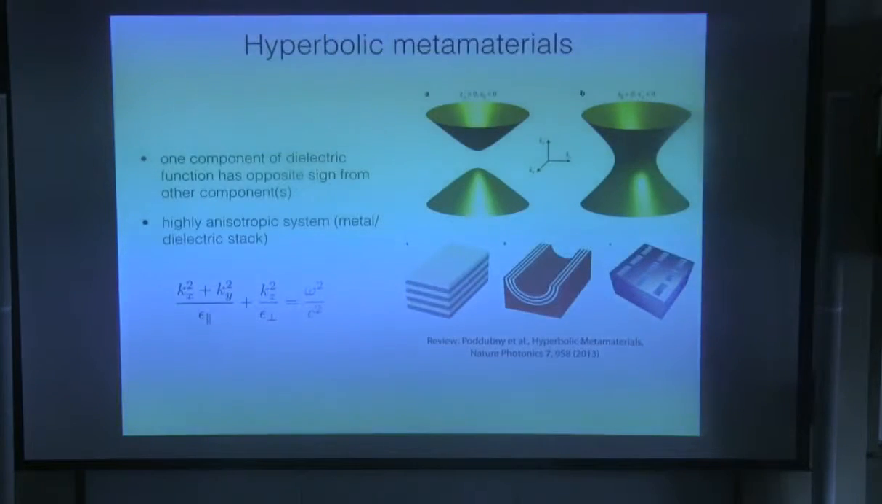So what I'm going to be talking about today is a hyperbolic metamaterial. In these metamaterials, one component of the dielectric function has opposite sign from the other components. And what that leads to, when you solve the equation that relates the dielectric function with frequency and the wave vector, is that you get these hyperbolic equifrequency contours. In practice, these systems are typically realized as a highly anisotropic system, such as a metal dielectric stack or a tightly packed array of metal wires.